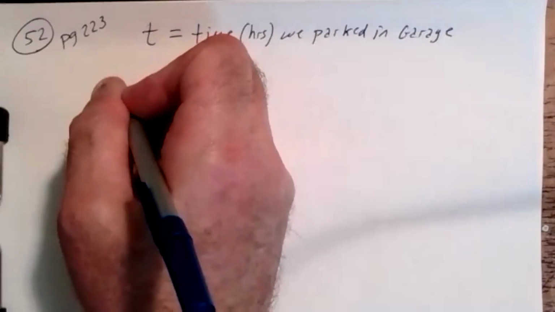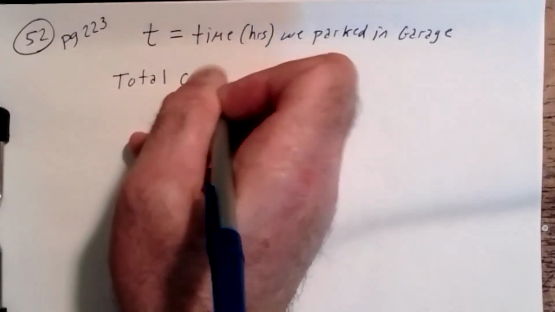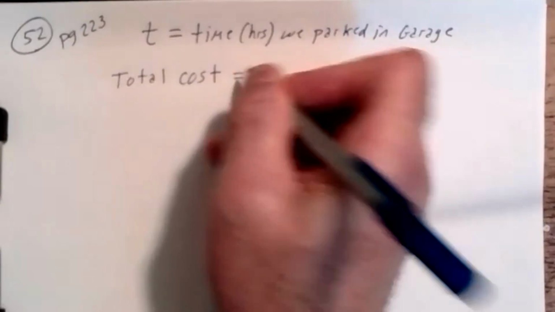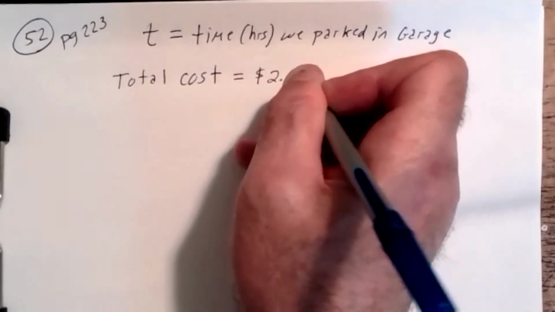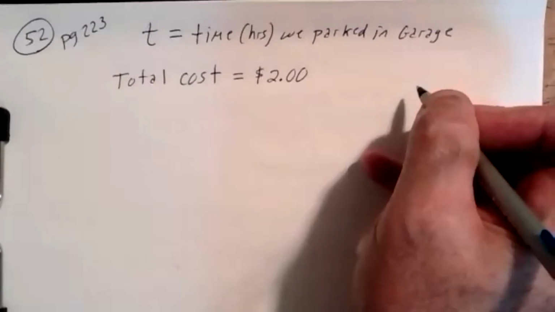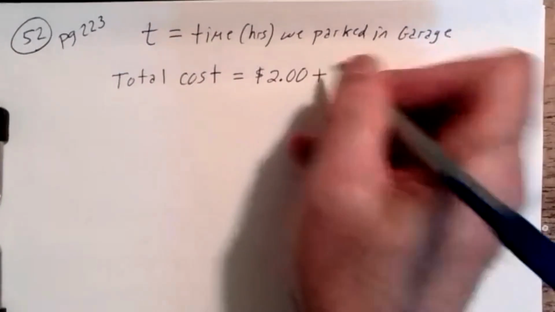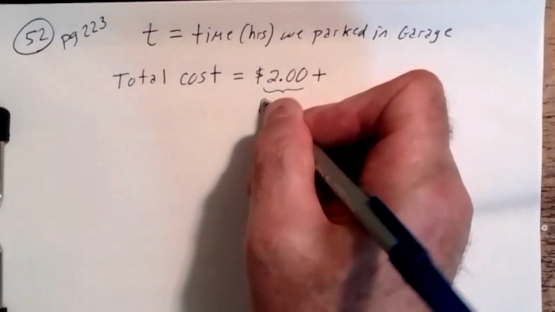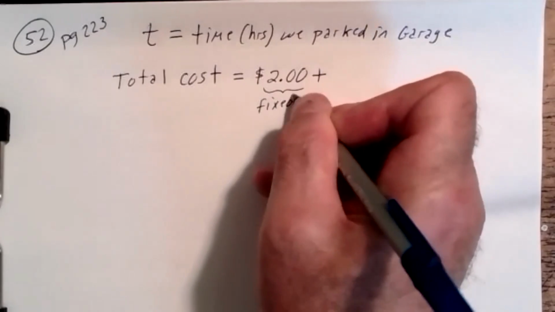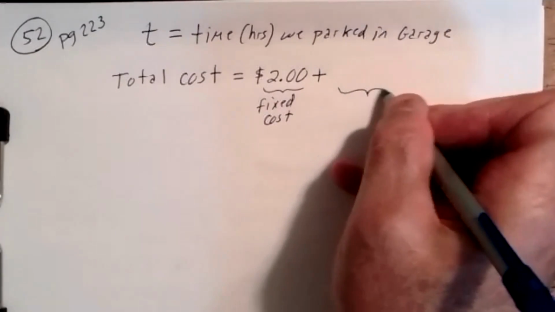So ladies and gentlemen, what is going to be the total cost when you park in this garage for T hours? Well, you know you're going to be laying out that what? Flat rate of $2 just to go into the garage. You have to lay out $2 guaranteed. Plus, you're going to be paying not only a fixed cost, ladies and gentlemen, oftentimes we call this a fixed cost. Fixed cost. But you're going to be paying a variable cost.